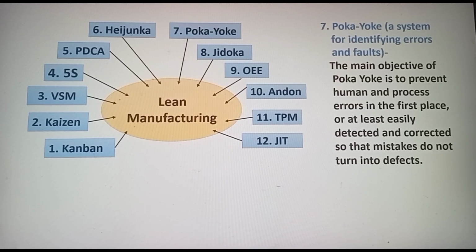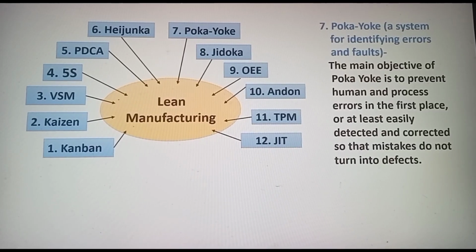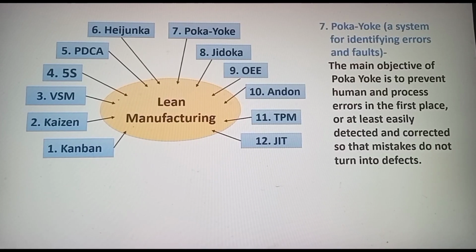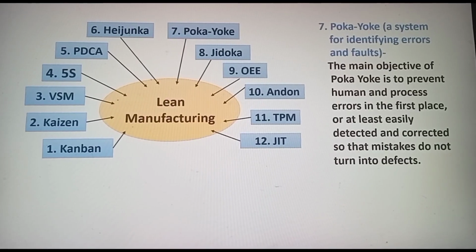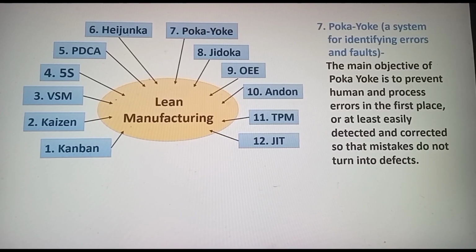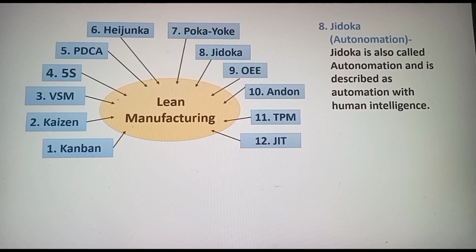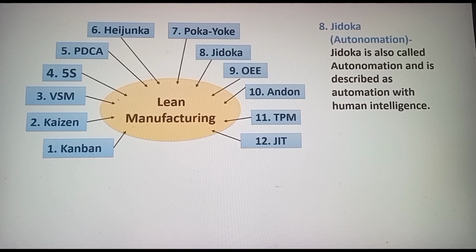Seventh, Poka-yoke, a system for identifying errors and faults. The main objective of Poka-yoke is to prevent human and process errors in the first place, or at least make them easily detected and corrected so that mistakes do not turn into defects. Eighth, Jidoka, automation. Jidoka is also called automation and is described as automation with human intelligence.